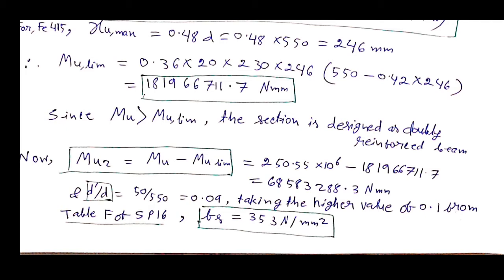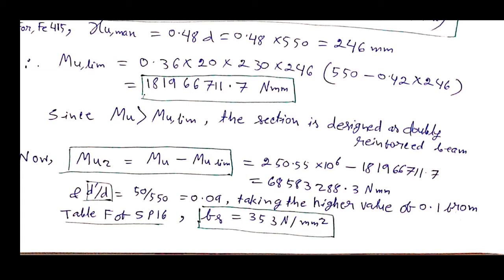You may also write it in kilonewton meter, like 68.58 kilonewton meter. So now we have to find out the ratio, that is d dashed by d. So d dashed here is 50 and d is 550. So 50 by 550 is equal to 0.09. Now we have to find out the value of Fs, right?